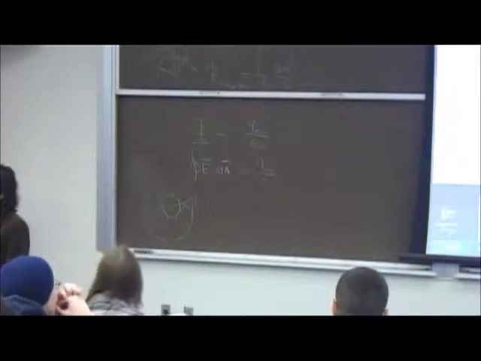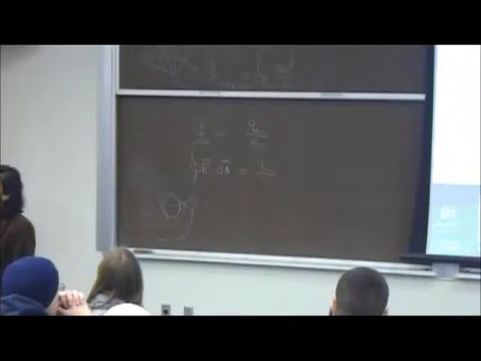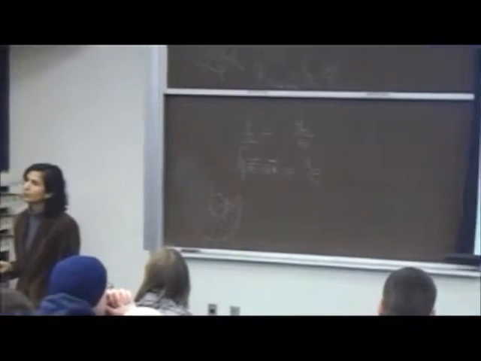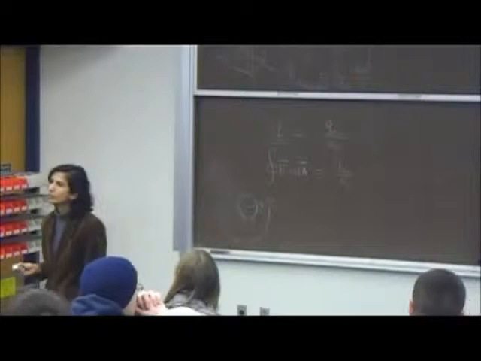Please, I'm confused. I don't understand why you can just draw a circle around something and say that that's how many charges are enclosed, and so therefore it's that over epsilon 0.